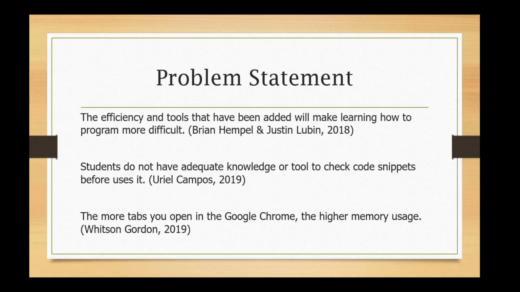So next is the problem statement for this project. First, Brian Hempel and Justin Rubin, 2018, stated that the efficiency and tools that have been added will make learning how to program more difficult. And next, students do not have adequate knowledge or tools to check code snippets before using them, by Uriel Campos, 2019. And the more tabs you open in Google Chrome, the higher the memory usage, by Whitson Gordon, 2019.